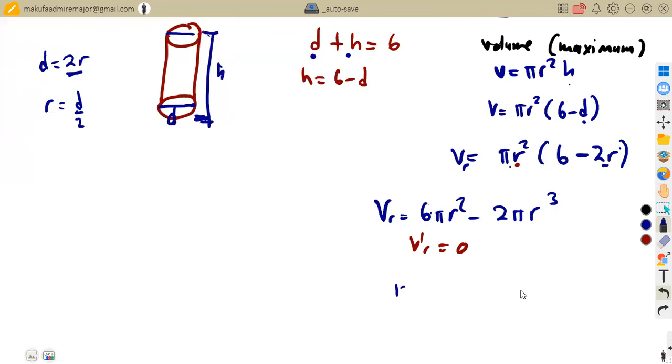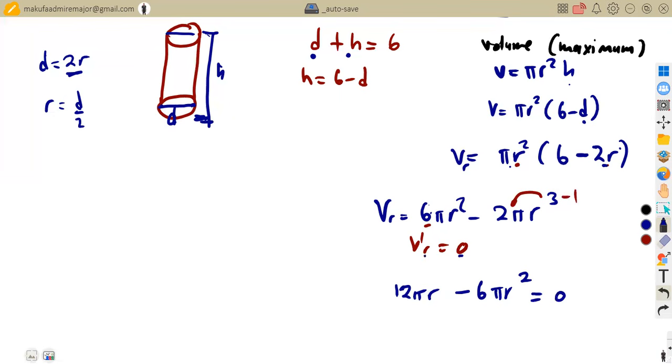Sorry for this, let me just change. So it's going to be 2 times this 6, which is 12 pi. We subtract 1, so it's going to be pi r there, minus, we do the same, the exponent multiplies here, so it's going to be 3 times 2, which is 6 pi r. We subtract 1, which gives a 2, so that's going to be minus 6 pi r squared. So this is the first derivative of our volume with respect to the radius.